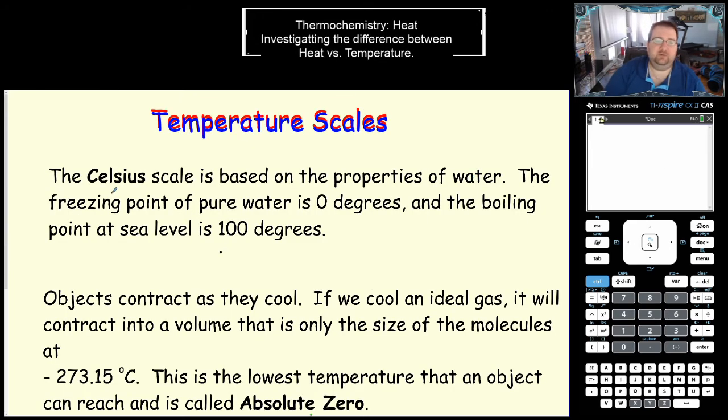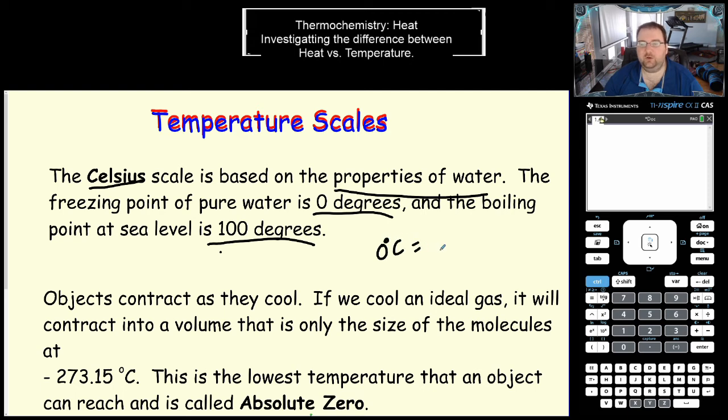So we talked about how there are different scales. You have the Celsius scale. The Celsius scale is based on the properties of water. Water freezes at 0 degrees Celsius and water boils at 100 degrees Celsius, right? And so we can use these as a measure of how hot or cold it is. If something's 0 degrees outside, that's pretty cold, right? That's the temperature at which water freezes.